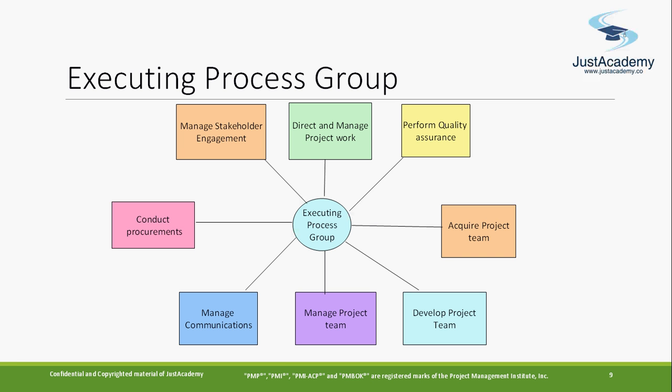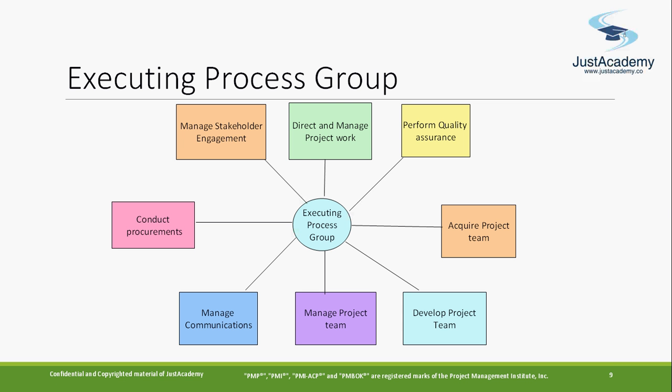These are basically the processes in the executing process group: acquire project team, perform quality assurance, direct and manage project work. You have to manage stakeholder engagement, try to have regular meetings with the stakeholders and understand their requirements. Conduct procurements, purchase material, whatever you need, like machinery or some tools, go ahead and purchase it. You need to manage communications. You have a daily status meeting with the team and other people so that the right information is available to the right people at the right time.